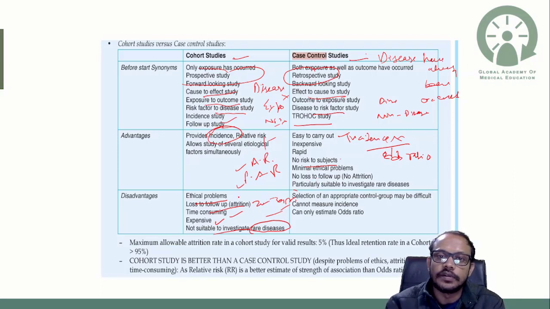Okay, this is a disadvantage of this study. You can say that here is a recall bias. I am going to add that it is a recall bias.